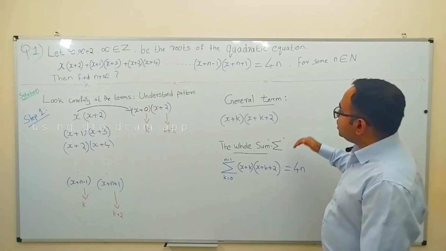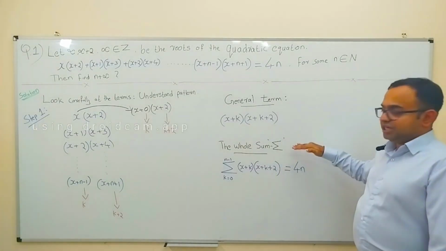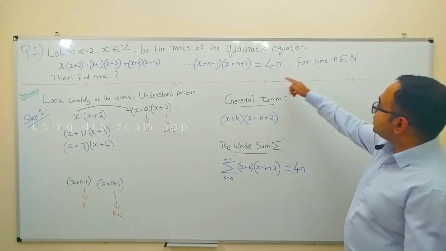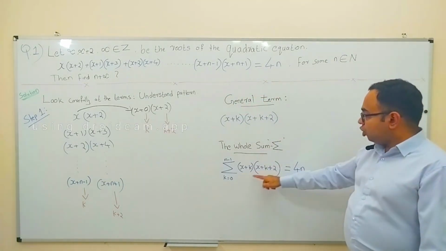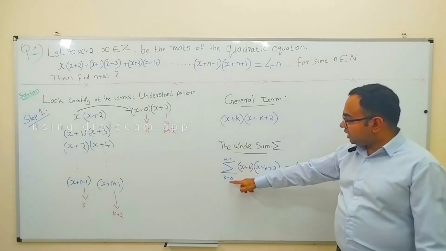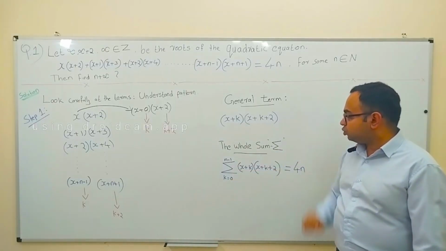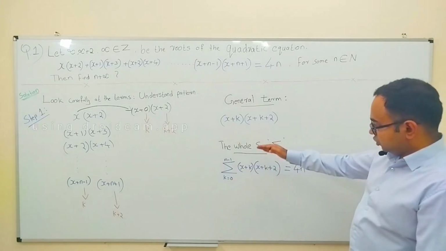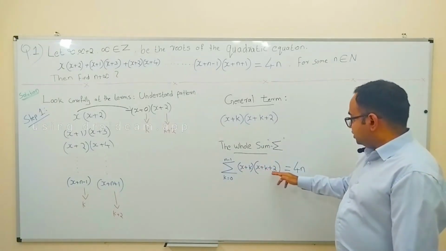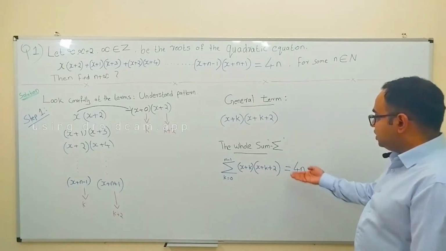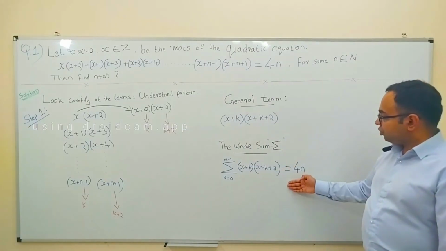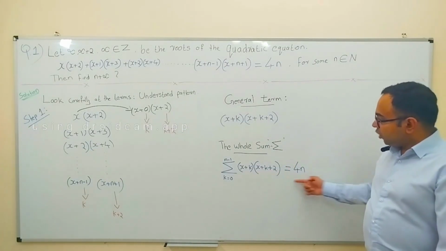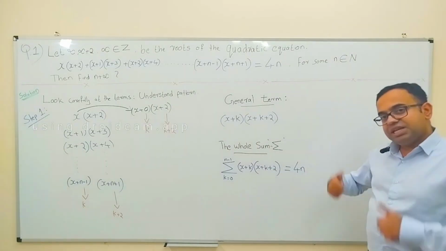Then we need to convert this general term into a sigma notation. As the question says, the entire sum of terms is equal to 4n. So the total sum, the summation starts from k equals 0 to n minus 1. When k is equal to 0 to n minus 1, the entire sum is 4n. This is the whole sum. When we convert the general term into summation notation, we get an equation like this. Now we move to the next step.